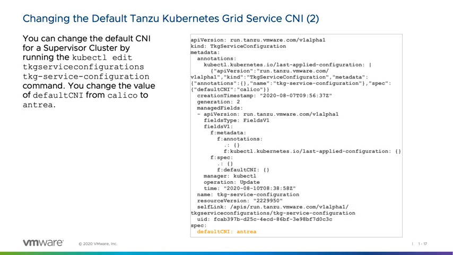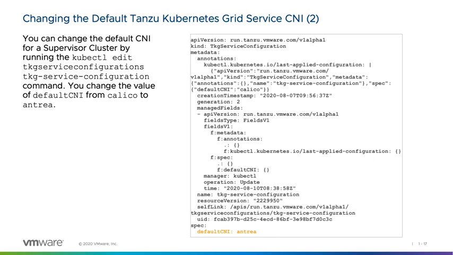You can change the default CNI for a supervisor cluster by running the kubectl edit tkgserviceconfigurations tkg-service-configuration command. This command will start a VI style text editor, and you can change the value of default CNI from Calico to Antrea. You can confirm that the default CNI is changed by running the kubectl get tkgserviceconfigurations command.